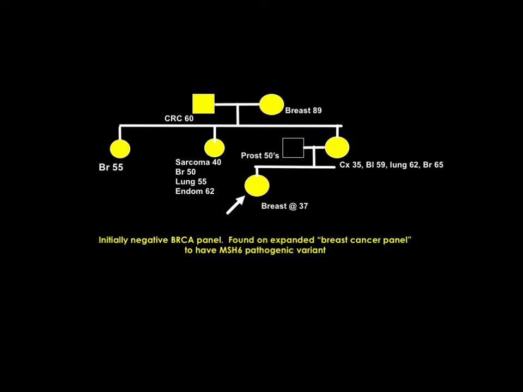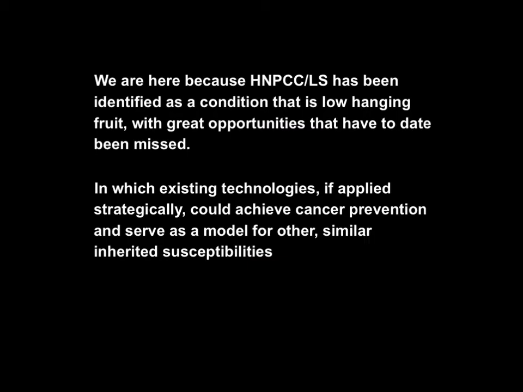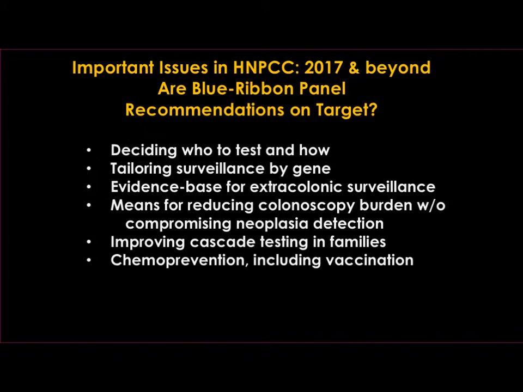So again, this is a different patient that was found, on a panel, to have an MSH6 mutation, even though, again, there was no immediate family history of colon cancer. So we're seeing this both in people with other cancers and in the worried well that get subjected to various panel tests. So we have great opportunities and technologies to achieve cancer prevention and control, and that's what we're about here. So I just want to blend in some of the issues that came from the Blue Ribbon panel. First and foremost, deciding who to test and how. We'll be talking about that a lot.